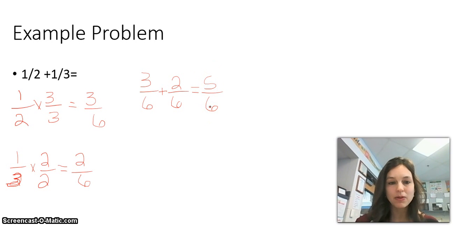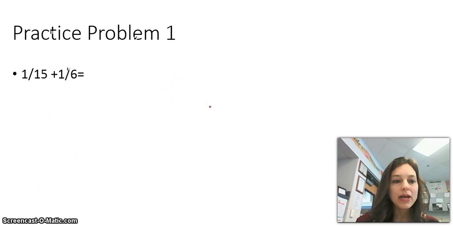Let's try that with the practice problems. Here we have 1/15 plus 1/6. Go ahead and see if you can solve this problem and then turn this back on. Now, if you noticed, one of our learning goals said that you could multiply the two bottom numbers by each other and get a common denominator.